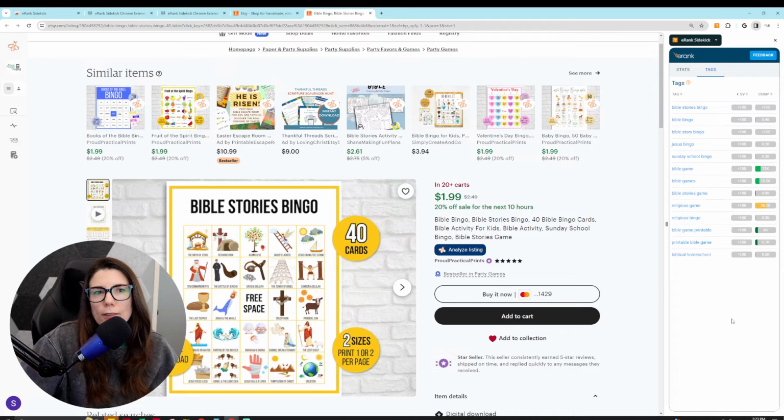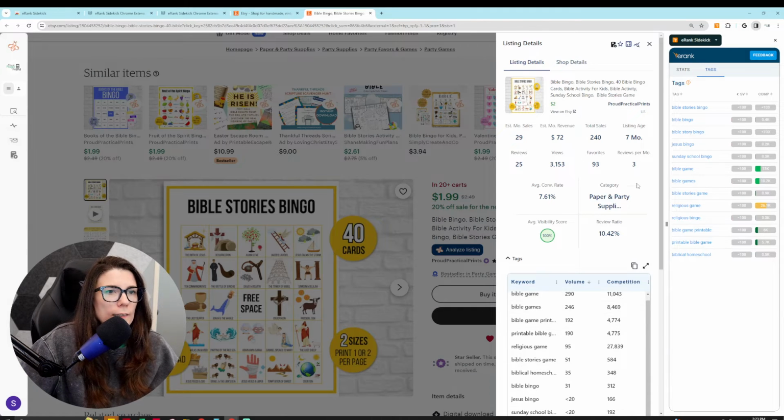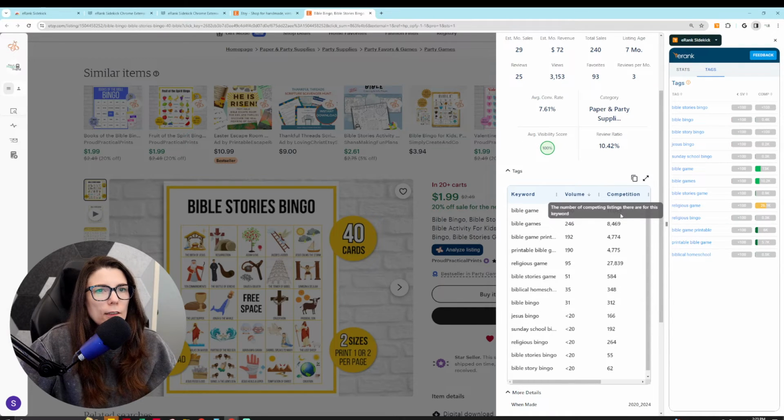So how does this compare to Everbee's tool? So I have Everbee's extension over here. And it even comes up on each listing. So I can click on Analyze Listing. And I can see here, they have search volume here. The stats are different. And then the competition is about the same. I would say like if I look at Religious Game, 26,000. Religious Game here, 27,000. I like that that's similar. Printable Bible Game, where's that one? That's 4,700. So they're about similar as 5,700. I don't know why they're different.